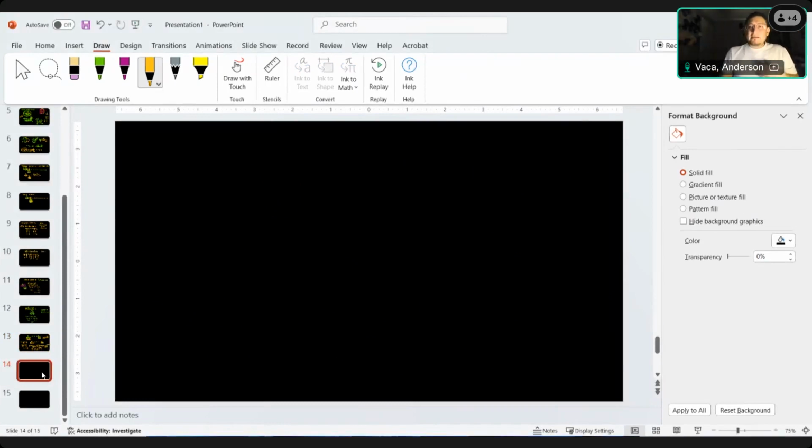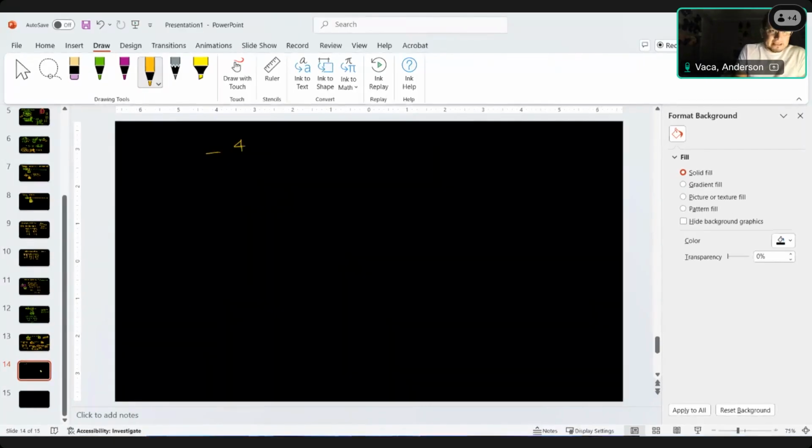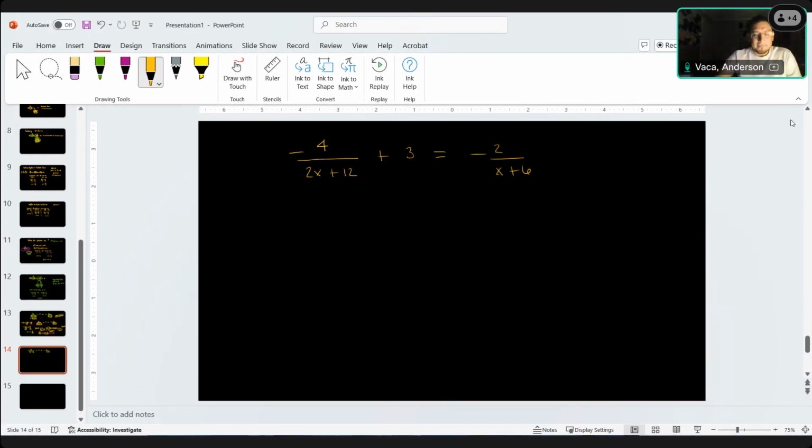Yeah, this example, yes. In these type of topics, the denominators are going to be so similar that it's even scary. Okay, check this one out. Here we have 2x plus 12 plus 3 is equal to negative 2 over x plus 6. So yes, you're right, the denominators are going to look so close to one another that it is even scary.